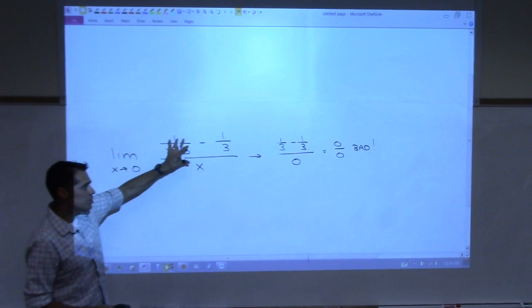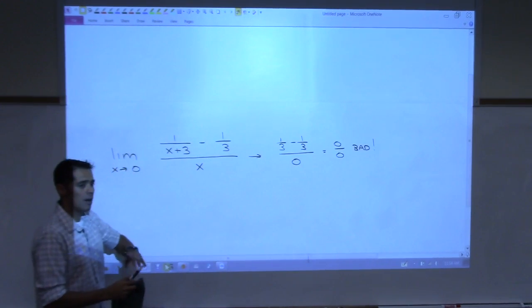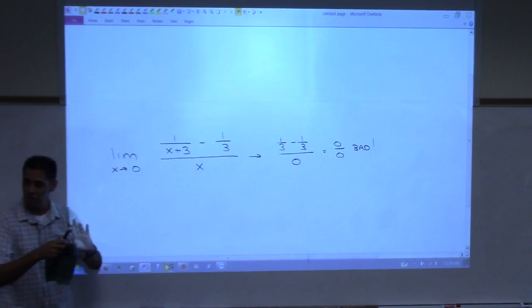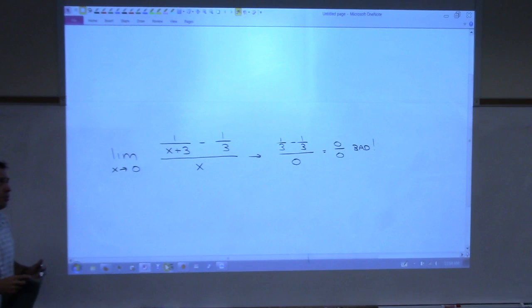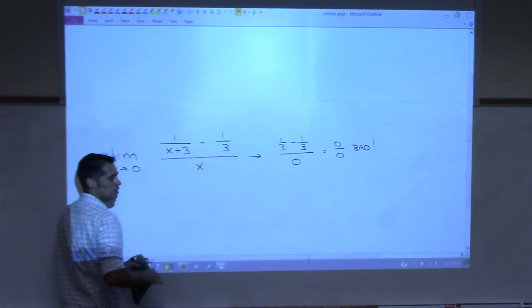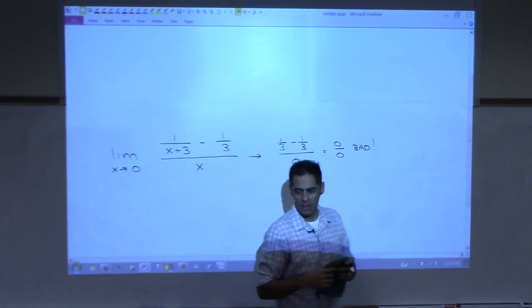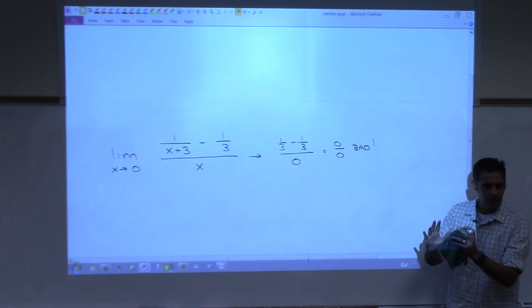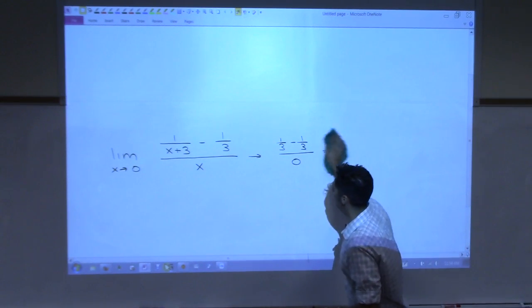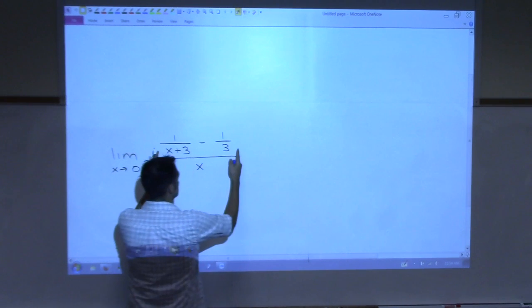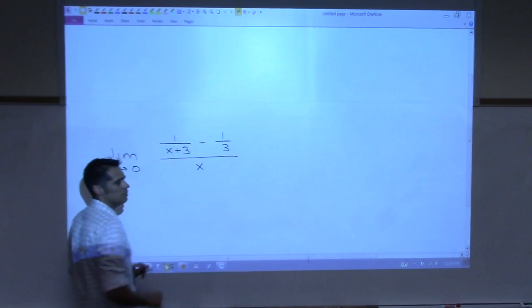If you have a complex fraction, you're getting 0 over 0, try and bring the two fractions here together into a single fraction. So you want to combine those two, which means you need a common denominator. So the algebra technique here is not factoring, it's combining two fractions together, getting like denominators. So what would your denominator need to be that would be a common denominator between these two?